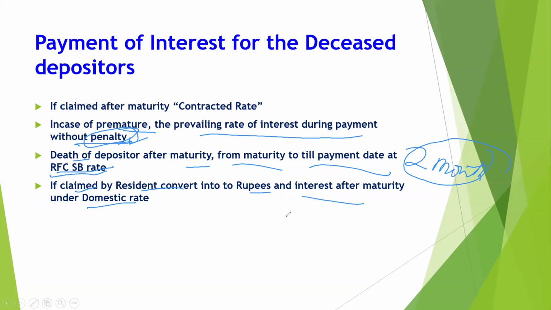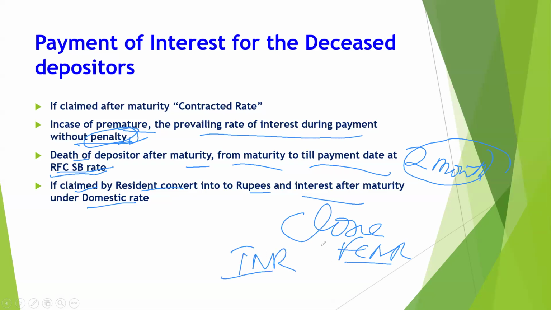If they're saying that we want to close the FCNR, they want to close the FCNR and they want it in INR, so what the bank will do is close the FCNR, and whatever interest is there after maturity will be given on domestic rate.